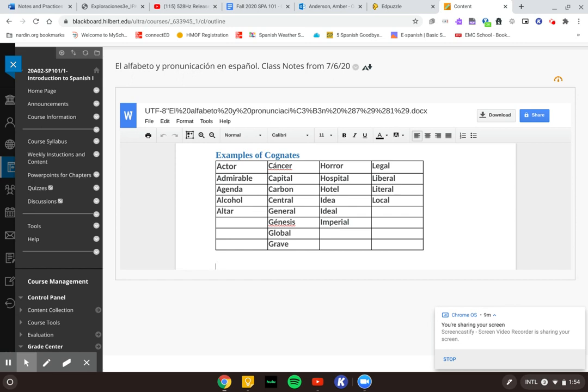Next, we have ¿Cómo se pronuncia admirable en español? Hopefully you said admirable. If you didn't, you could say it now. Admirable. ¿Cómo se pronuncia capital en español? Capital. ¿Cómo se pronuncia hospital en español?